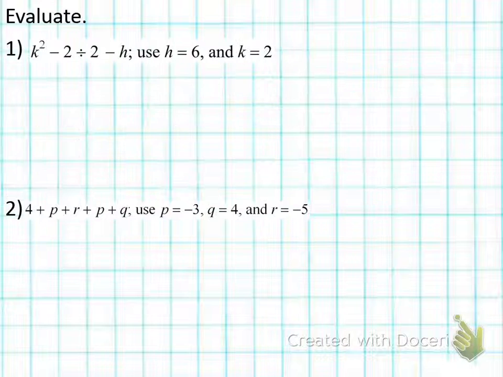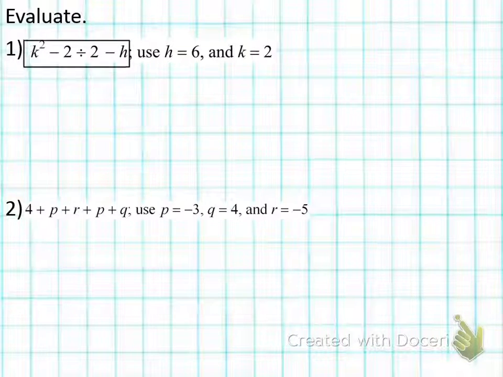Here we go. So, evaluate k squared minus 2 divided by 2 minus h. Use h is equal to 6, k is equal to 2. So just watch right now. Right now we have variables. We're in algebra. Part of algebra is looking at letters and replacing them with other numbers, okay? So, k squared. Whenever we see a letter, we want to replace it with the number that it represents.